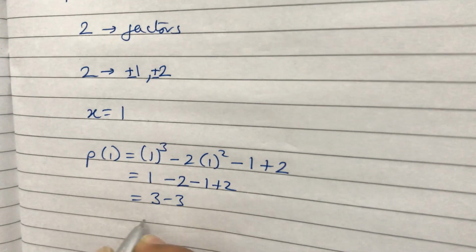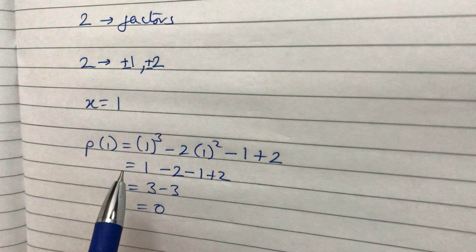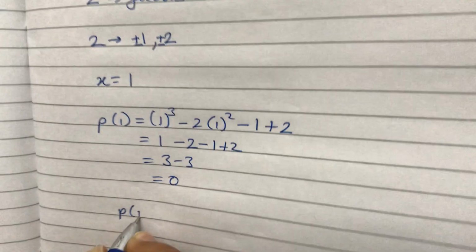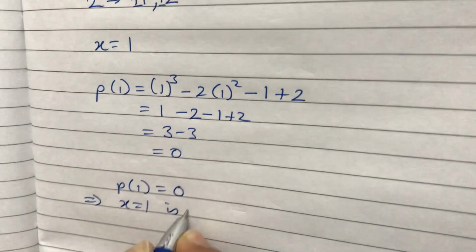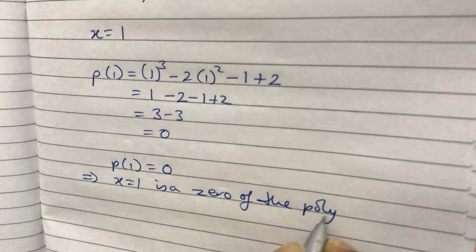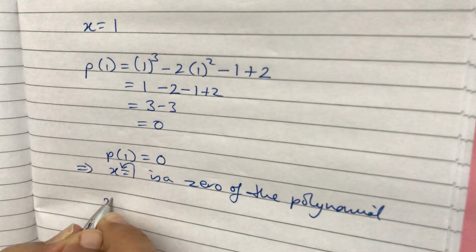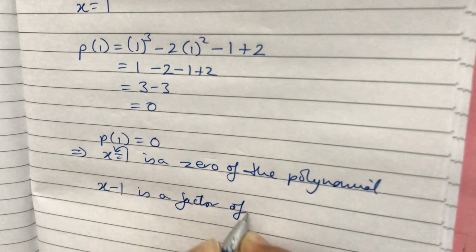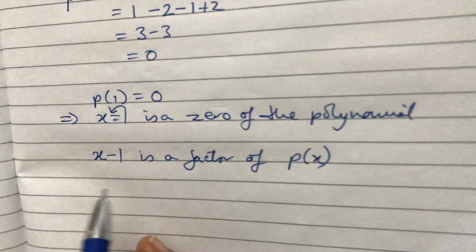This is 3 minus 3, which is equal to 0. So at the first instance only we have got the 0 of the polynomial. So if P(1) is equal to 0, this implies x equal to 1 is a 0 of the polynomial. We transpose 1 to the other side: x minus 1 is a factor of the polynomial p(x). Now, this is the factor theorem.